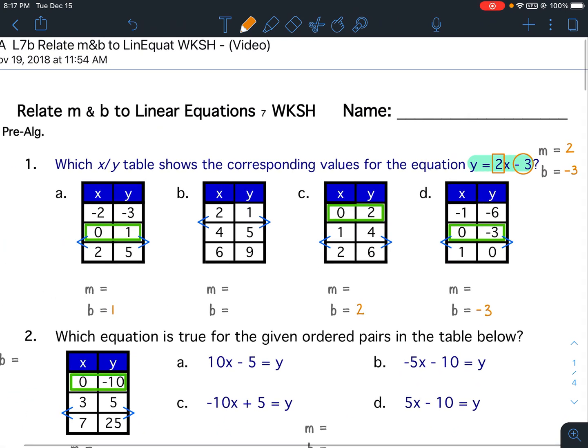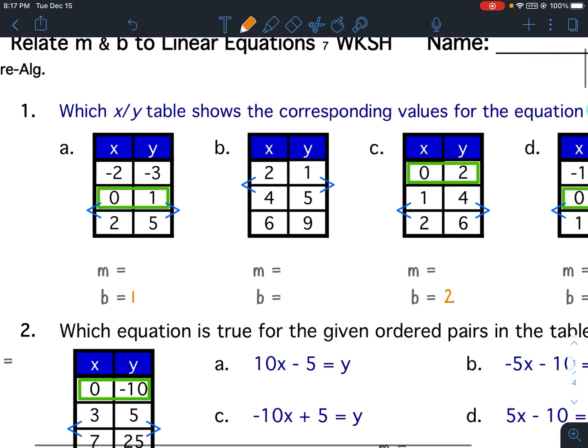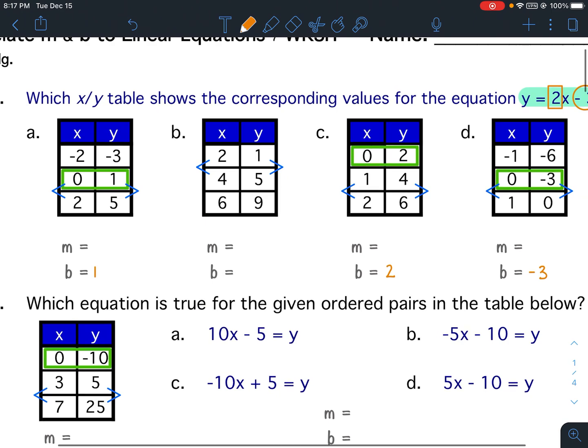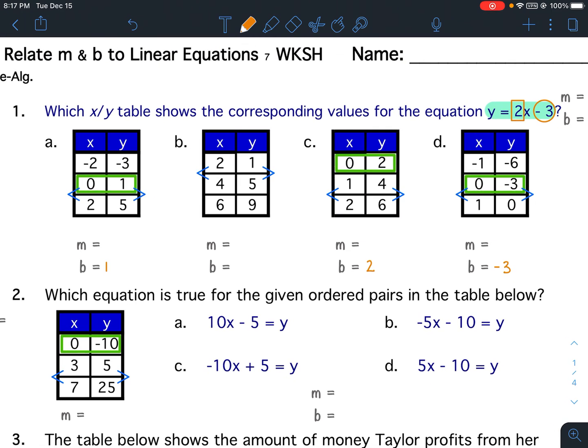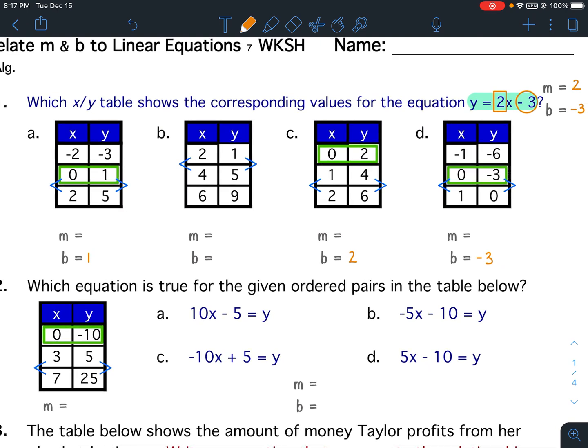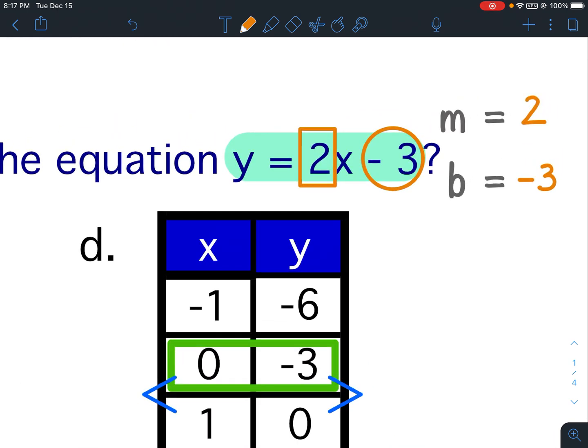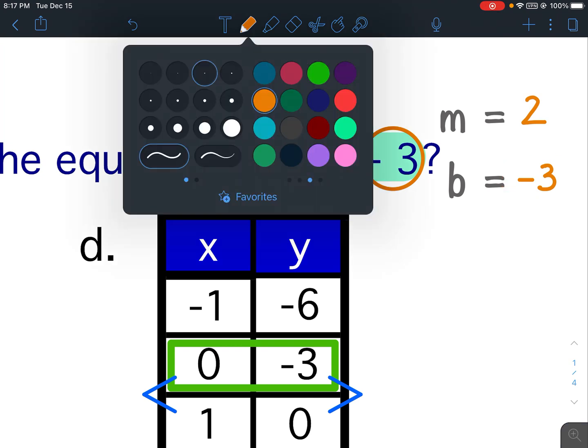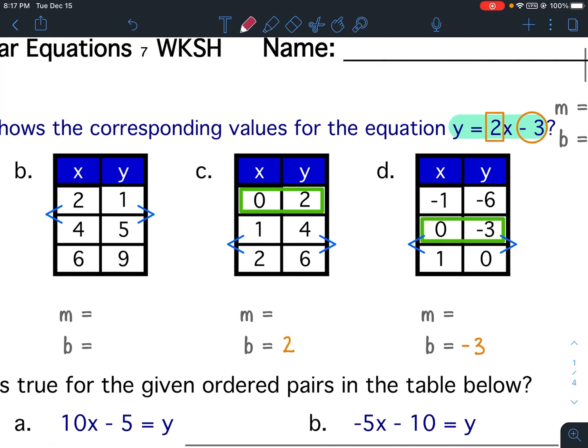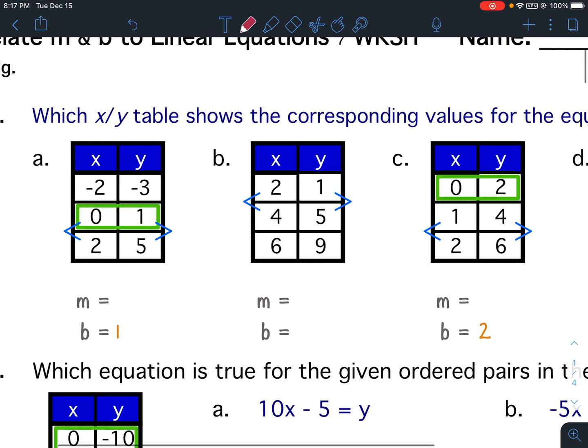So knowing that information, which one of these problems can I eliminate? Knowing that my y-intercept for A is 1, my y-intercept for C is 2, and my y-intercept for D is negative 3, which one of those three problems can I eliminate? Well, again, my y-intercept is supposed to be negative 3. So for A, it's 1, so I know that I can eliminate A, because this is not correct.